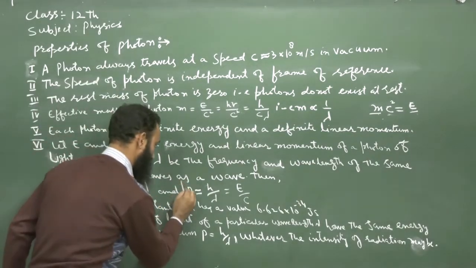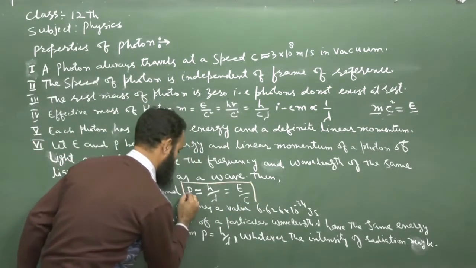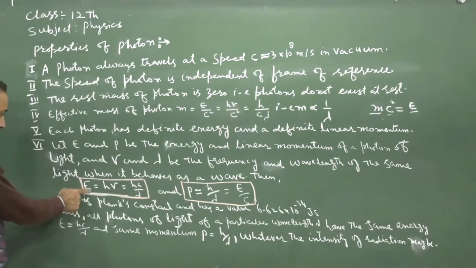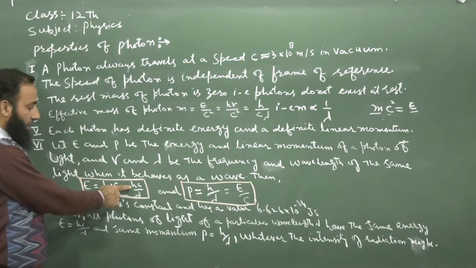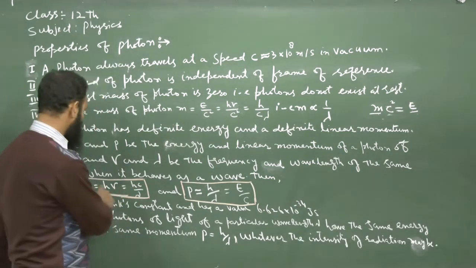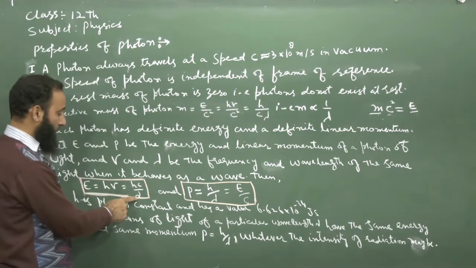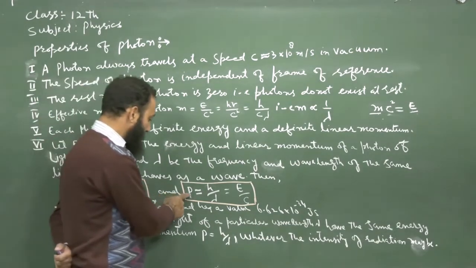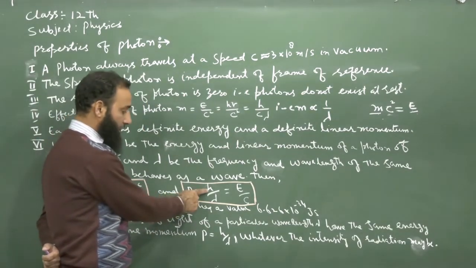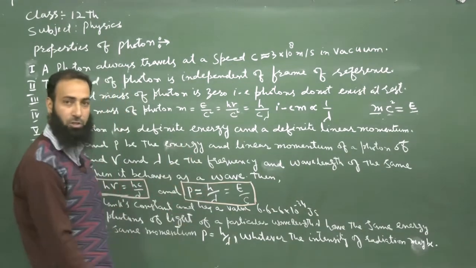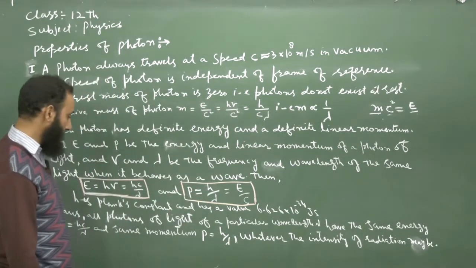this and this relation, here h is a fundamental constant and c is also a fundamental constant, both are fundamental constants. So from this, energy is inversely proportional to the wavelength of the light used, and similarly here momentum, here h is a fundamental constant, we can say momentum of a photon is inversely proportional to the wavelength of the light used.